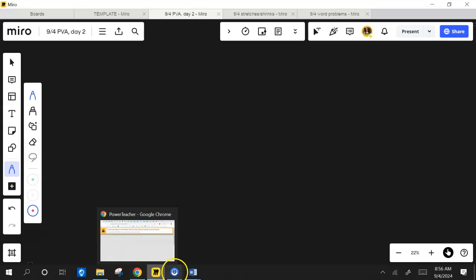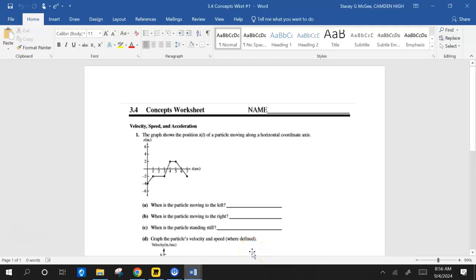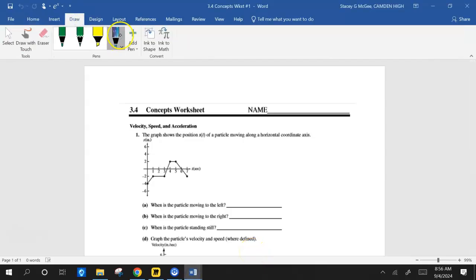Look at the graph here. The graph shows position. This time I'm looking at position. Notice the difference, right? Here we go.